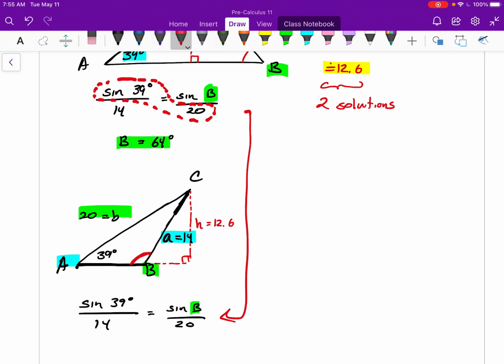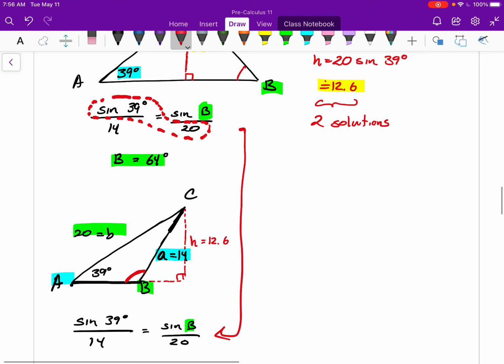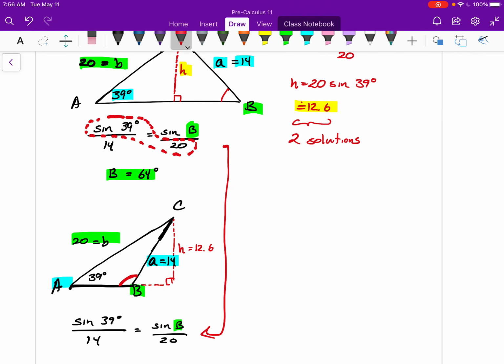And yet I can't just figure it out by repeating the exact same steps as before, because it's the exact same setup. It's a different triangle, but when I use the sine law, I get the exact same setup. So of course I'm going to get the exact same solution. So how can I figure out that angle b for this other triangle?